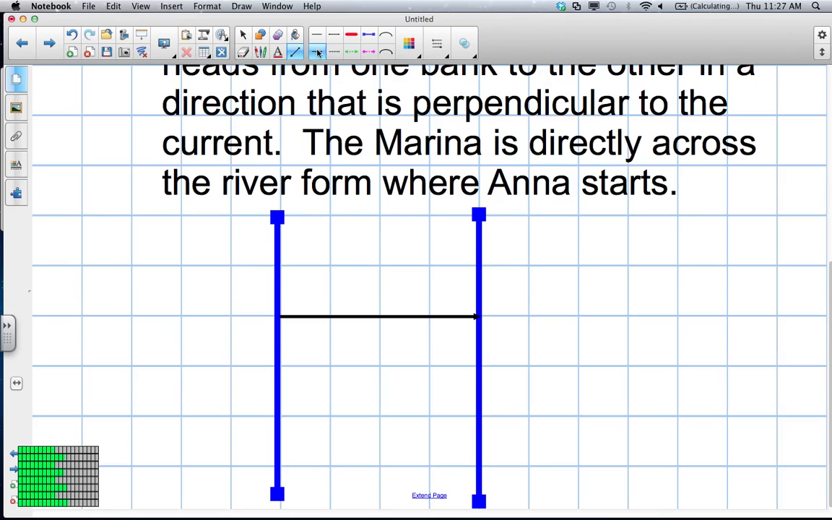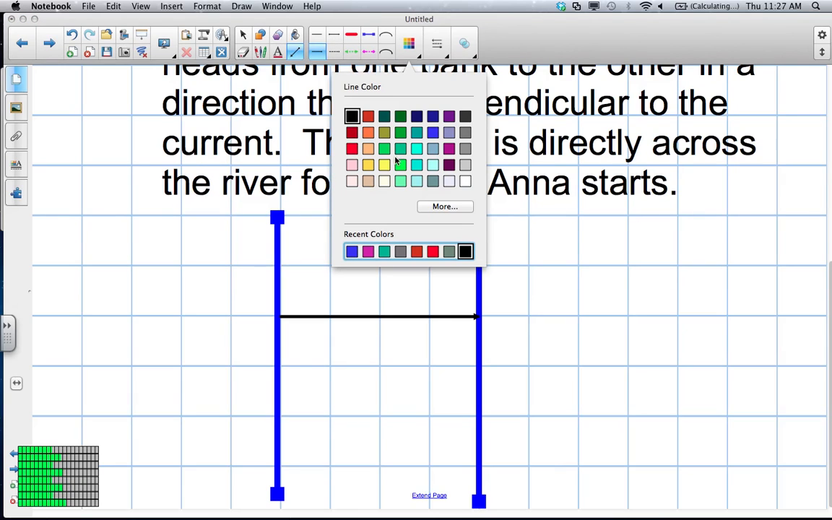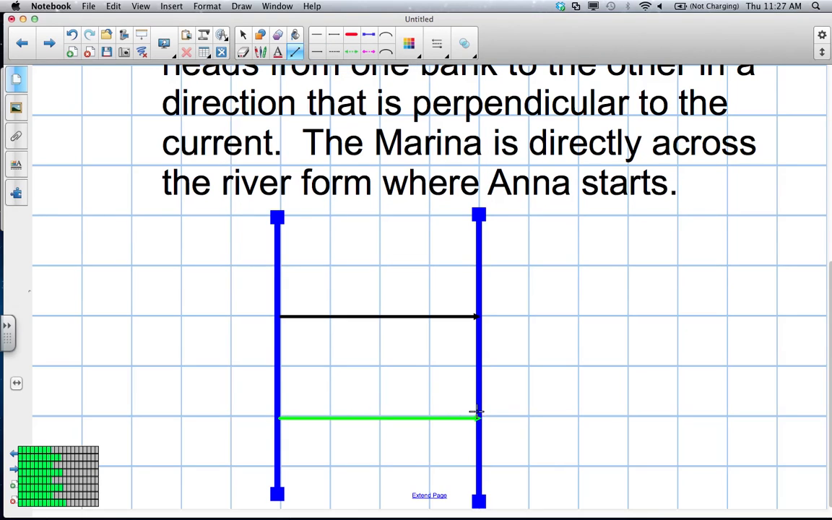Okay. So, let's change the color here. Speed we'll do in green for go. Okay. So, the distance across the river was what? Anyone remember? 2 kilometers. How fast was Anna traveling across the river? How fast did her boat go? 20. Her boat travels at 20 kilometers an hour. Okay? So the distance is 2. Her boat travels at 20.